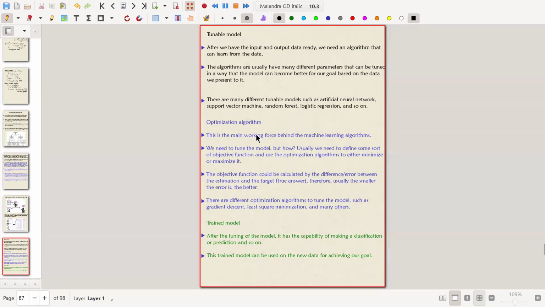Optimization algorithm. Now we saw how regression comes into the picture. We can also see why optimization is needed. This is the main working force behind these machine learning algorithms. We need to tune a model, but how can we do that? Usually we define an objective function, and we use optimization algorithms to optimize it, like minimize or maximize it, and say that yes, we need this kind of tunable model. Sometimes you need to optimize your tunable model. That's where optimization comes into the picture. I'm trying to motivate you why you need to learn regression and optimization. Therefore we need to do all this.